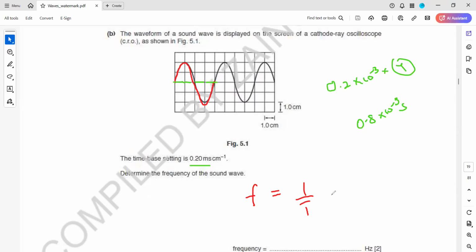But we need the frequency. The frequency is the reciprocal of the time period. So we take 0.8 × 10^-3, and that gives us 1250 hertz. That is the frequency of this wave.